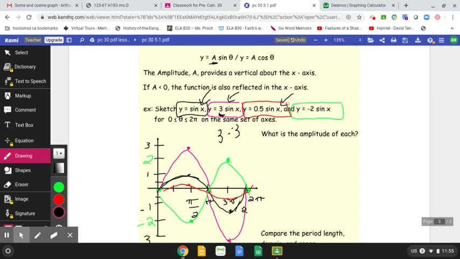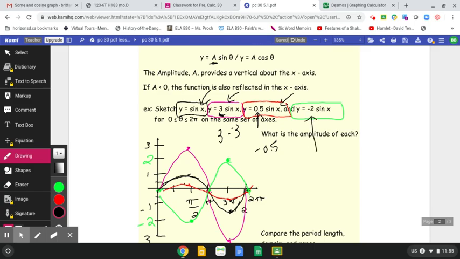Here 0.5 sine x is in red. That one's the crappiest one out of them all. But all that means is the highest peak is at 0.5, lowest peak is at -0.5, which you should be able to see. Highest is there, lowest is there. And then everything else stays the same.